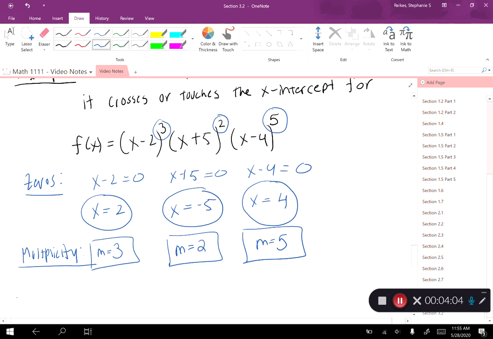Next, let's determine if it's a cross or a touch. If my multiplicity is an odd number, which 3 is, that means when I draw my graph, it's going to cross the x-intercept. Next, my multiplicity is an even number. That means when I draw my graph, it's going to touch the x-intercept. And again, multiplicity of 5 is an odd number, so that will cross when I draw my graph.